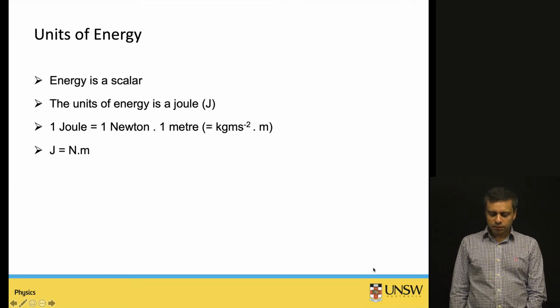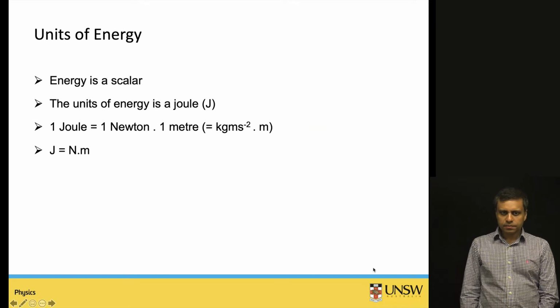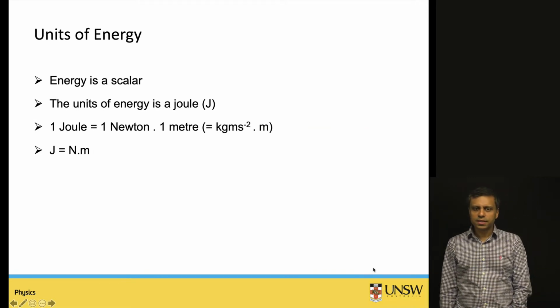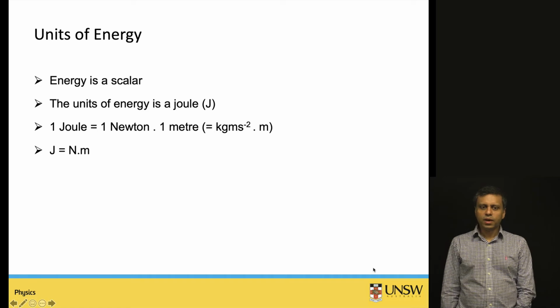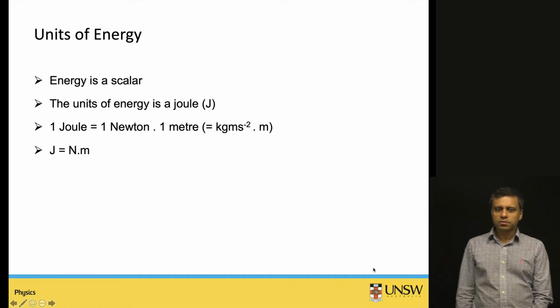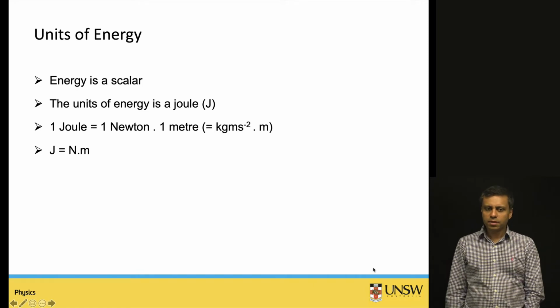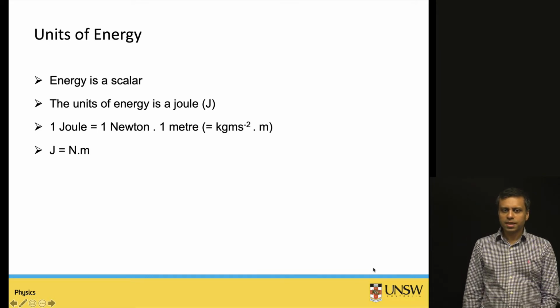So what are the units of energy? Energy is a scalar quantity. The unit is a joule, and 1 joule is defined as 1 Newton times 1 meter. The unit of energy is joule, and it's Newton times meter. And as we know, Newton is kg meter per second square.